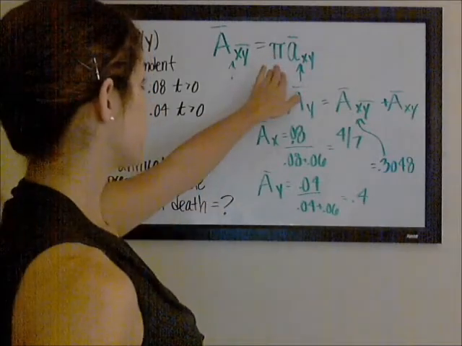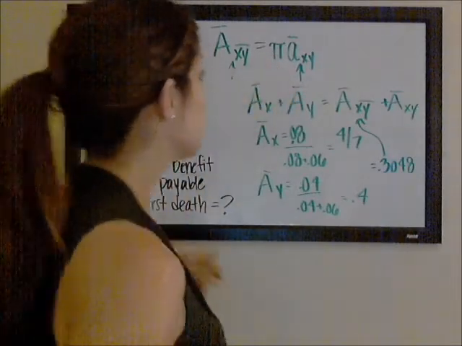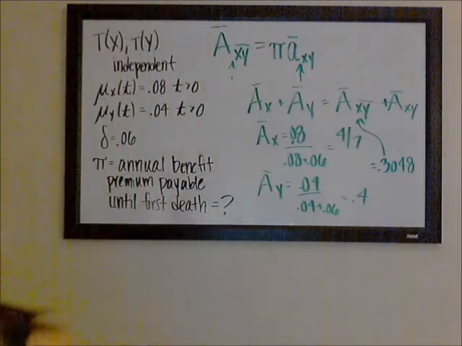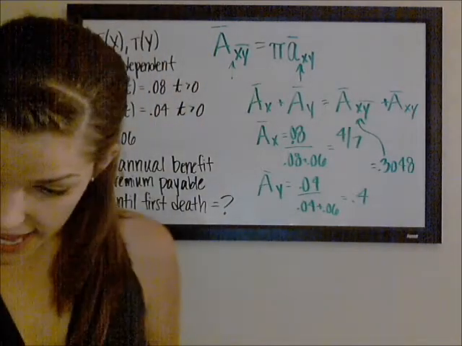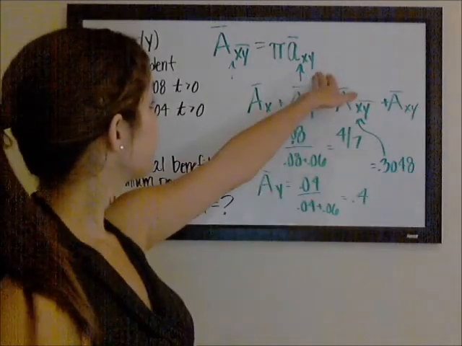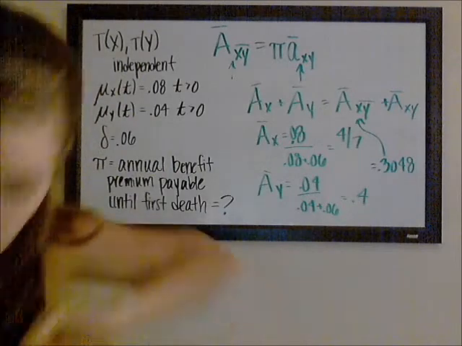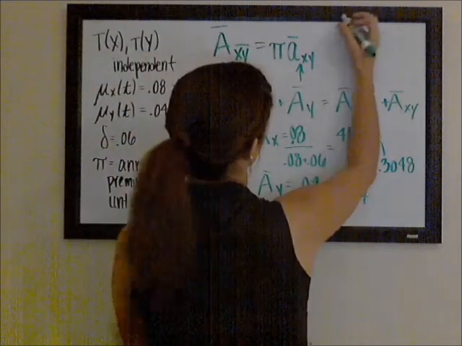Okay, then to solve for the premium, we just have the insurance over the annuity. So that was 0.3048 over 5.556, and you should get for the premium 0.0549.